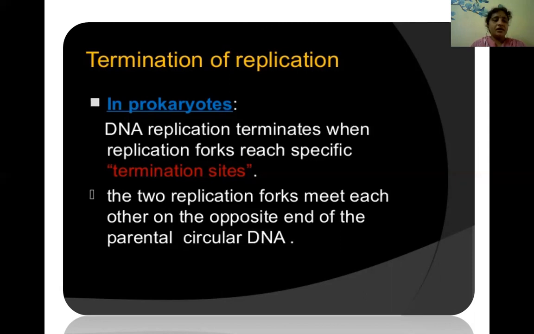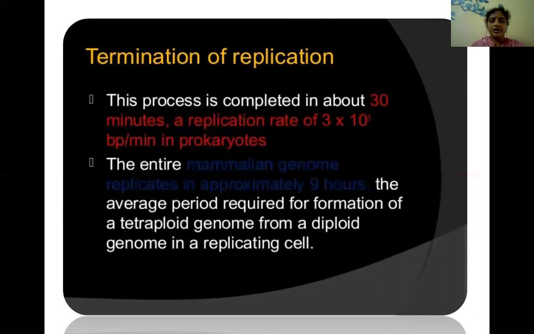The termination process in prokaryotes: DNA replication terminates when the replication forks reach the specific termination sites. Next, the two replication forks meet each other on the opposite end of the parental circular DNA. Next, the termination of replication, which is completed in about 30 minutes.